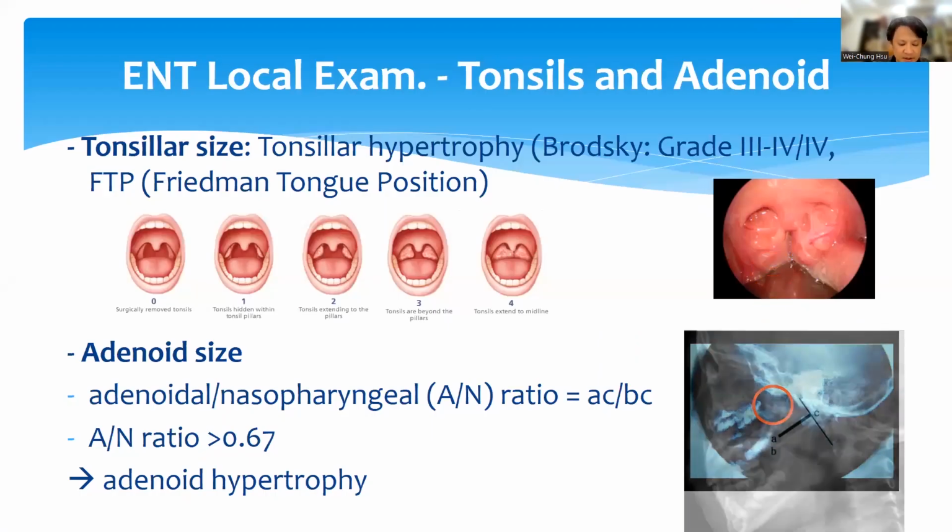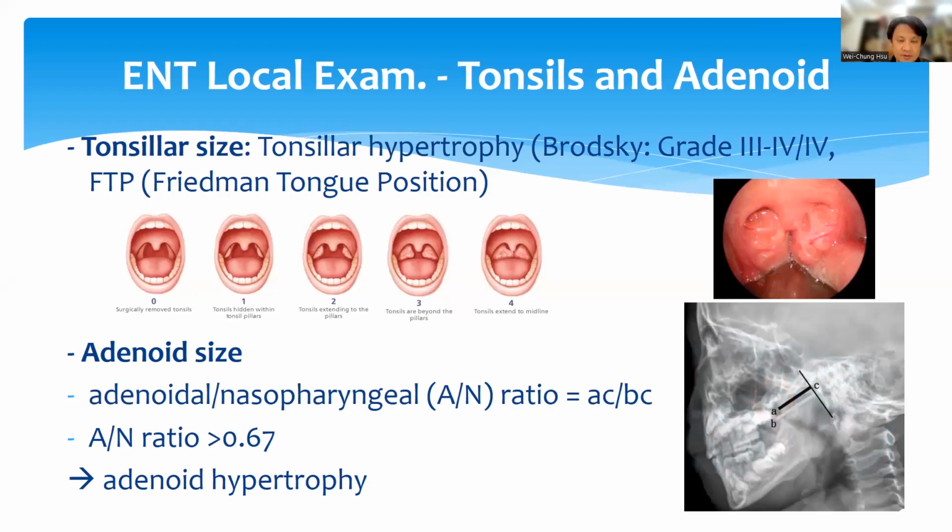Further, we do ENT local physical examinations, including the grading of tonsillar size and the tongue position, the so-called Friedman tongue position. Then the cephalometric X-ray could be used to evaluate the upper airway patency and the size of adenoid tissue.